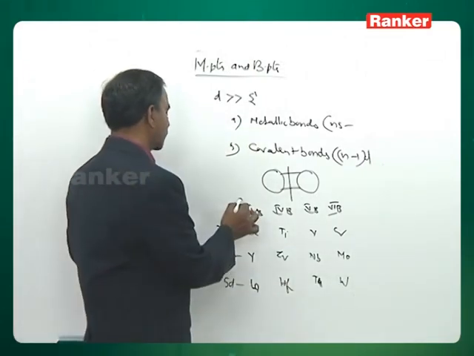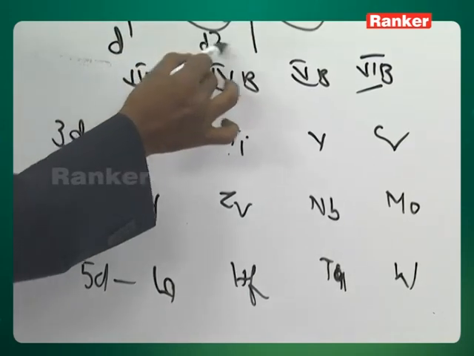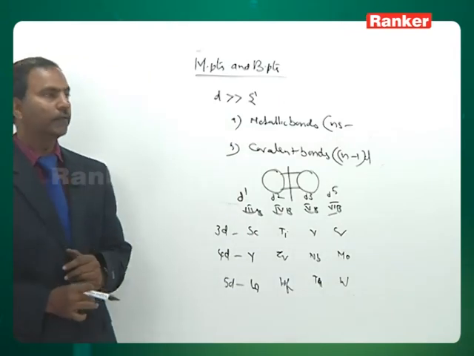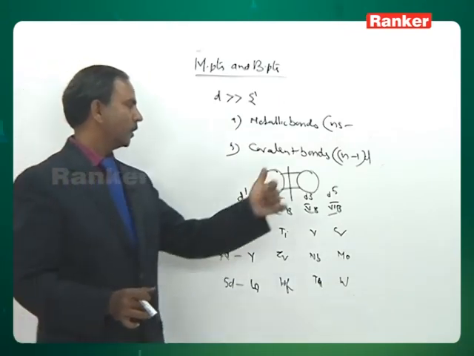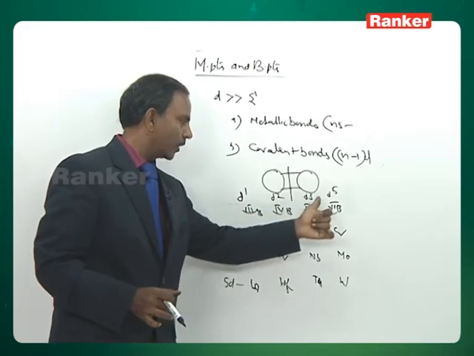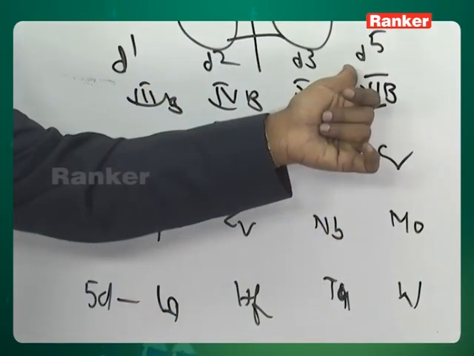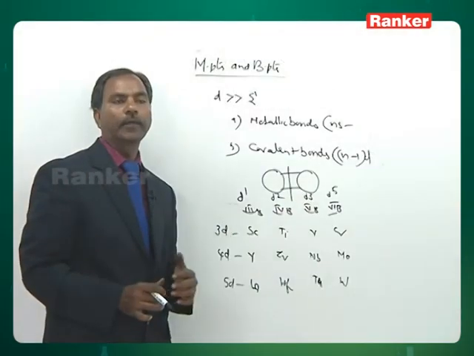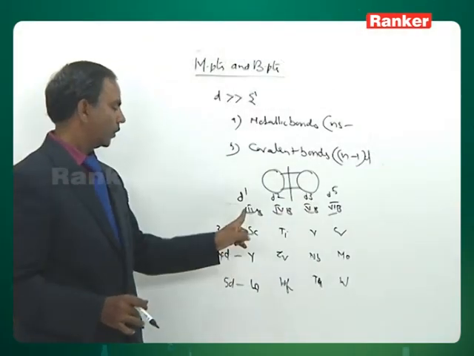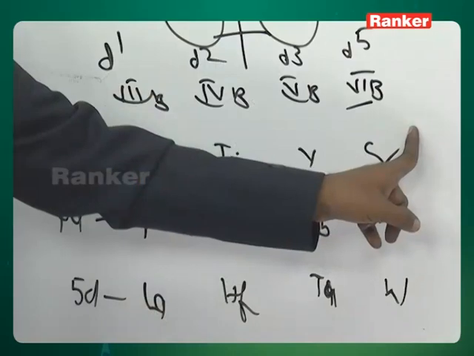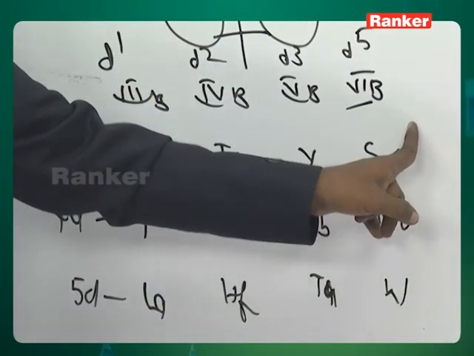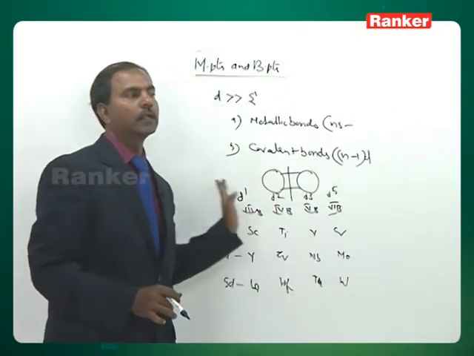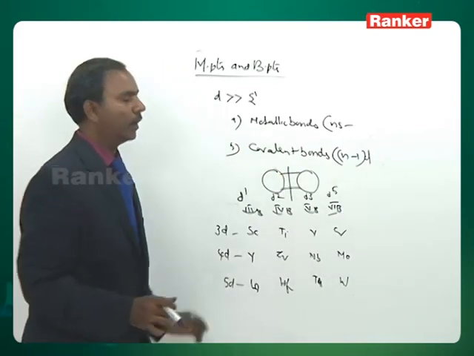So, what is the configuration of this particular d1, d2, d3? You know the chromium configuration, d5. This is the electronic configuration. What I said: the element which is carrying more number of unpaired electrons is capable of forming more number of covalent bonds, and that will have greater melting and boiling point. Therefore, from third B group to sixth B group, the number of unpaired electrons in d orbitals is increasing, so it is capable of forming more number of covalent bonds, and melting and boiling points gradually increase.